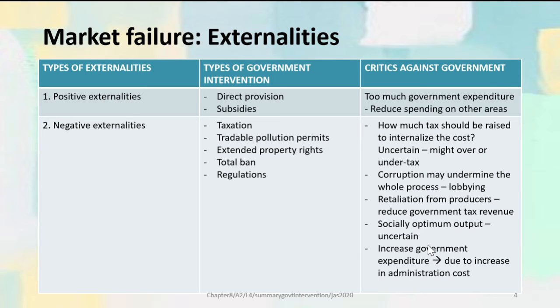But to go to exactly the social optimum level of output is too ideal, because we know the market itself is imperfect, so it's very difficult or even impossible to achieve this. And finally, increased government expenditure.